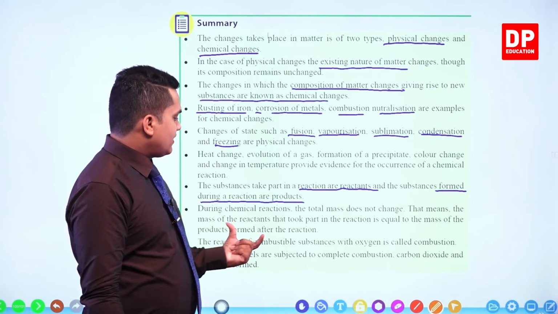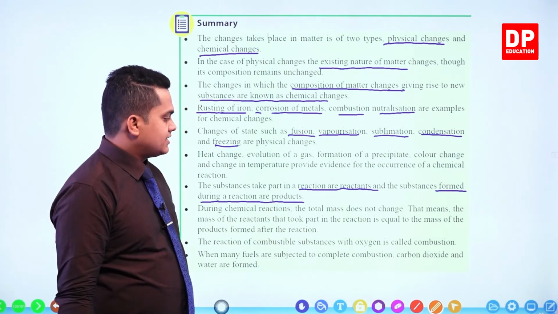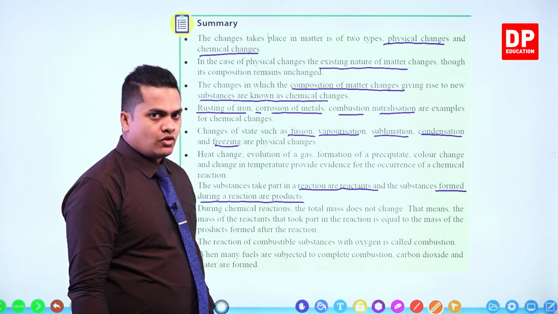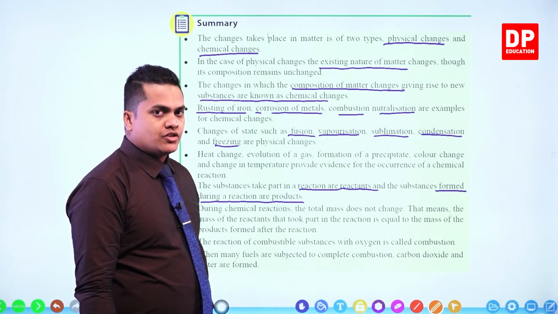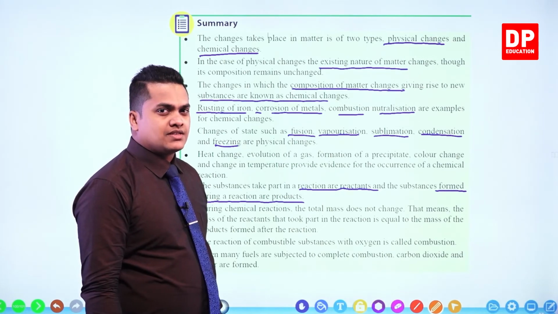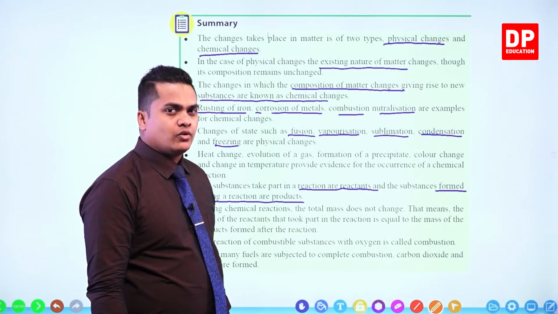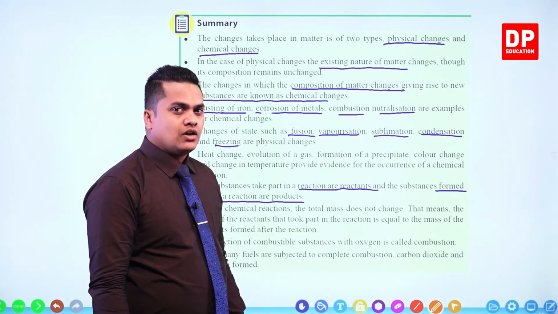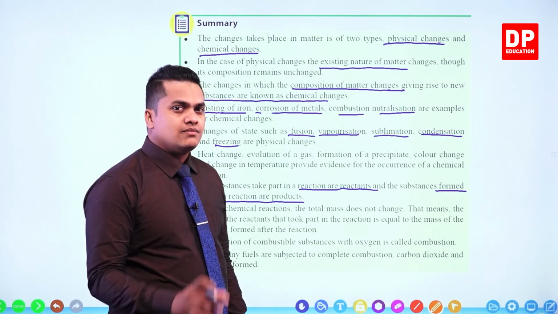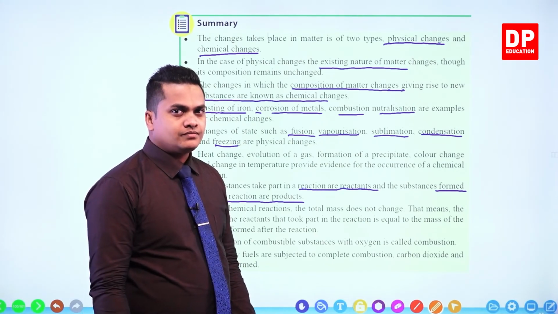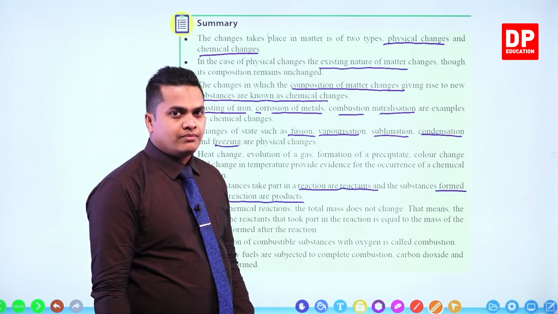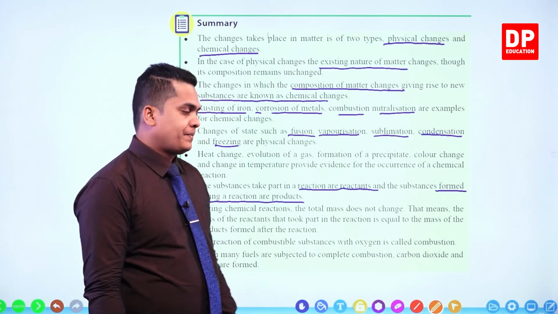The reaction of combustible substances with oxygen is called combustion. When a combustible substance reacts or interacts with oxygen gas, a combustion is going to occur. That is what we mean by the combustion process.